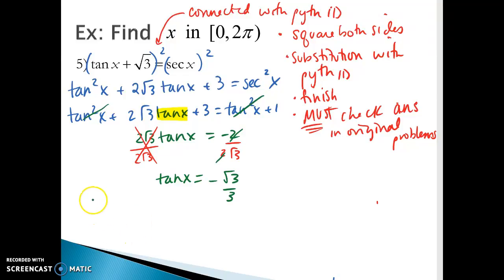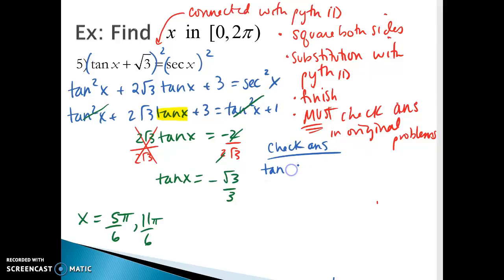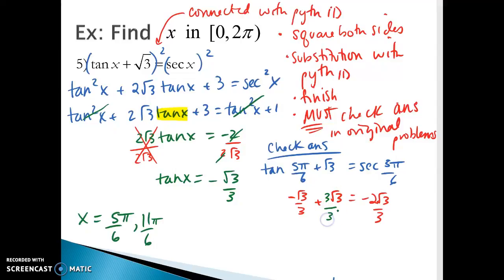All right, so when does that happen? Well, tangent is equal to negative root 3 over 3 at 5 pi 6 and 11 pi 6. Okay, so now we need to go ahead and check these answers. All right, so we want to plug them into the original problem. So we are going to say tangent of 5 pi 6 plus root 3 equals secant of 5 pi 6. And tangent of 5 pi 6 is equal to negative root 3 over 3 plus root 3. And then secant at 5 pi 6 is equal to negative 2 root 3 over 3. All right, now to combine like terms, we are going to turn that guy into 3 root 3 over 3. And when I add on the left, I get positive 2 root 3 over 3 equaling negative 2 root 3 over 3. And we should know that those are not equal. So since those are not equal, we have to cross off 5 pi 6 as a possible solution.